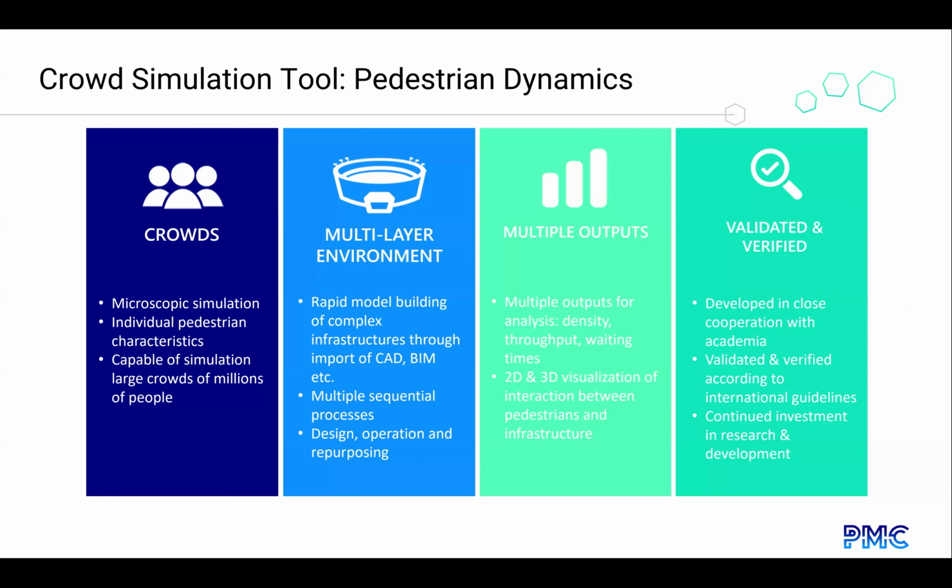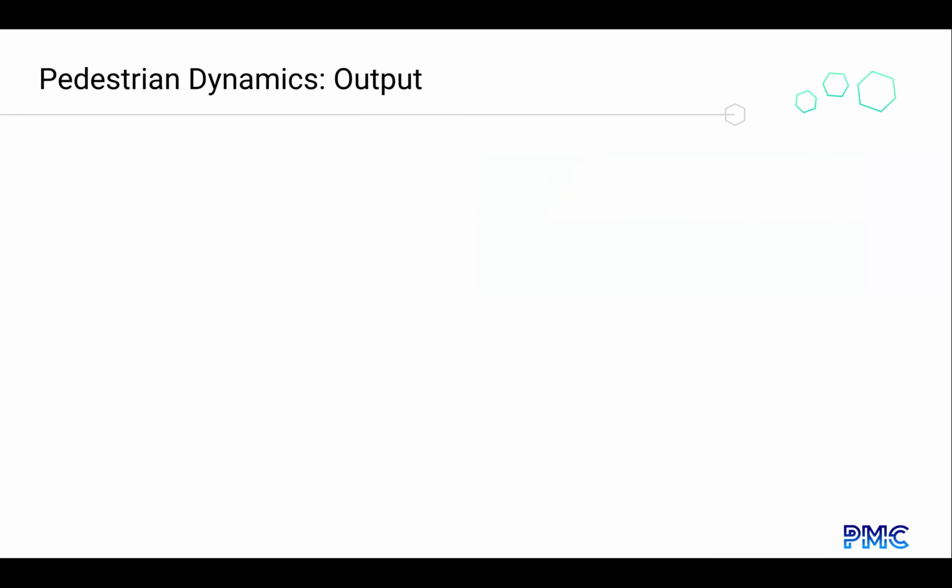Pedestrian Dynamics provides a 2D and 3D visualization, so you're able to watch everyone move in real time. And as previously said, this is a powerful communication tool, which is really invaluable in discussions with clients and stakeholders and just verifying that everything's running correctly. The software itself has been developed in close cooperation with academia. It's validated and verified according to international guidelines, and this gives assurance in the results and the analysis performed with it. So what are some of the outputs we can expect from PD?